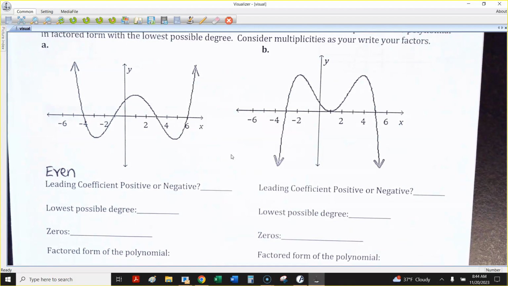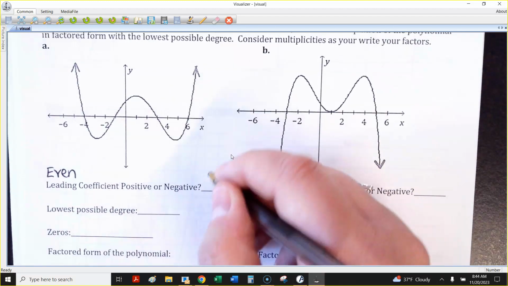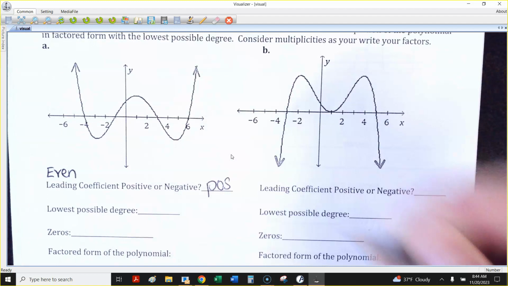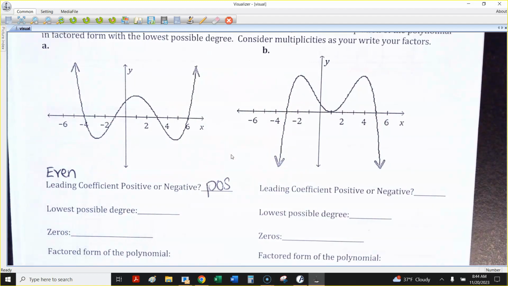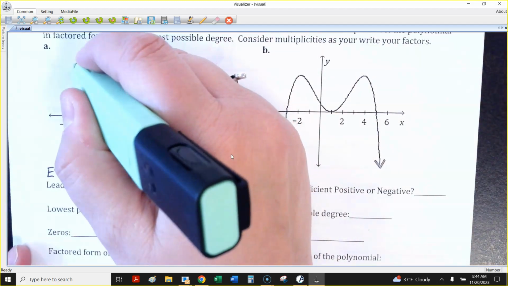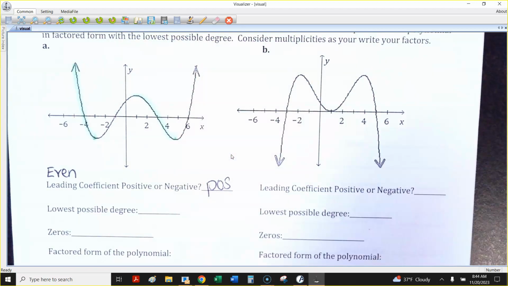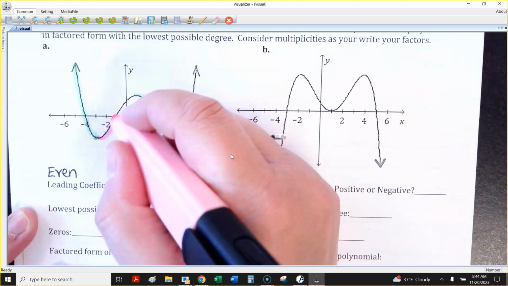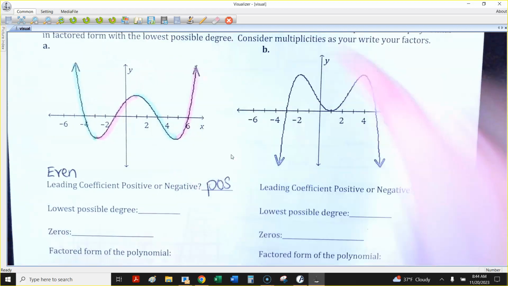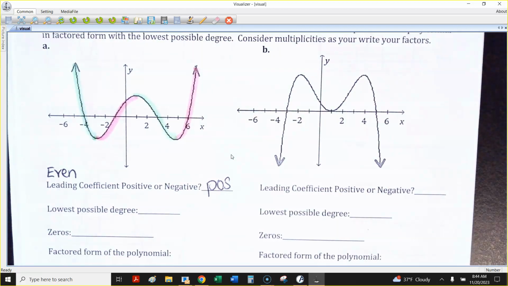What is it doing to the far right? It's positive. If it's going up on the far right, it's going to be positive. Okay, now, what is the lowest possible degree? If that helps you with what I was doing with the markers, or you can just count with your fingers, I'm decreasing these two intervals and increasing these two. So what is my lowest possible degree for this polynomial? What do you think? 4.